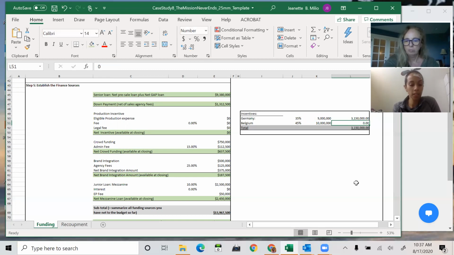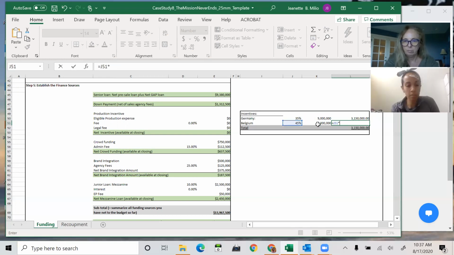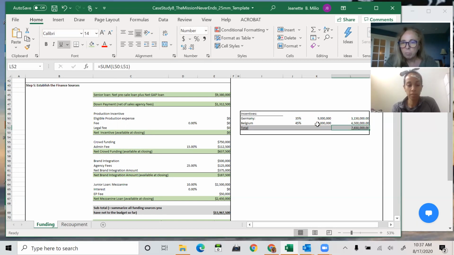So how much am I getting out of Belgium then? Okay, so that was 45% times 10 million. That was 4.5 million. 4,050,000. Perfect. Now I'm putting these two together. I'm getting 3,150,000 from Germany and 4,050,000 from Belgium, so my entire incentive is 7,650,000. I just added them up.